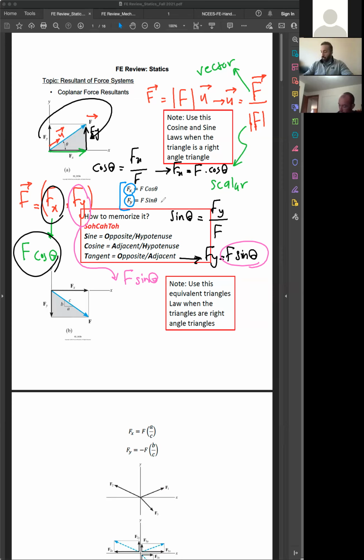So if I want to rewrite it here, I told you two ways. We can say F is equal to the magnitude multiplied by the unit vector, the unit direction of the vector. Also, you can say your Fx is F cosine theta, times i, plus the y component, F sine theta, times j.